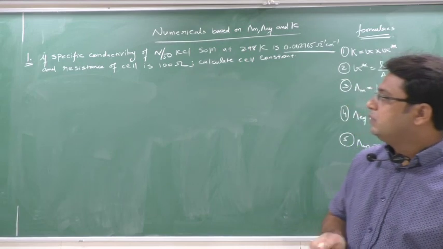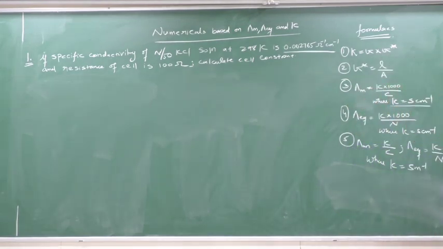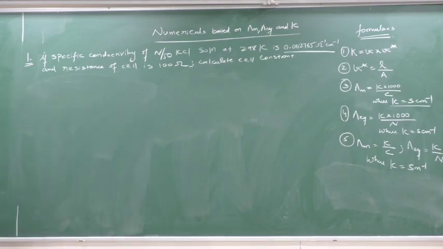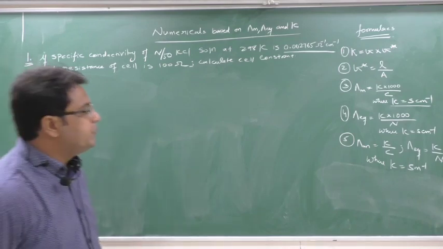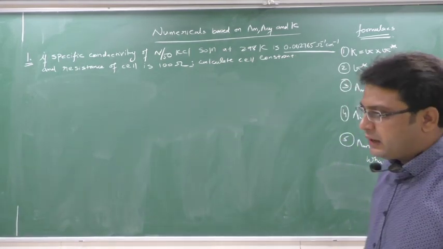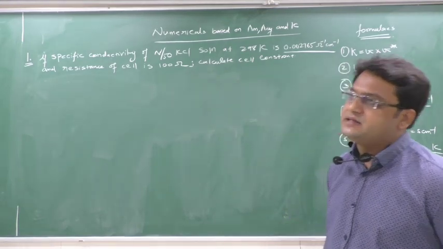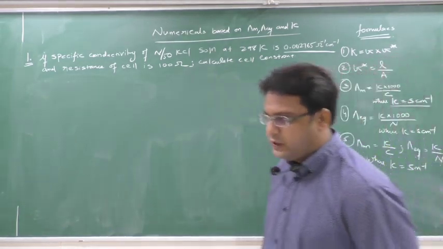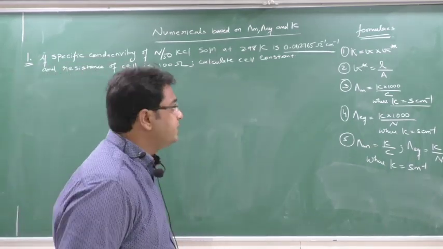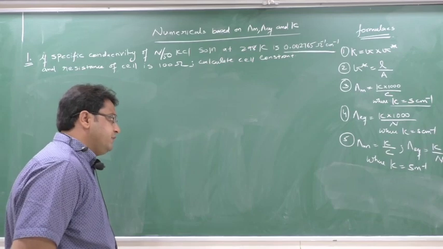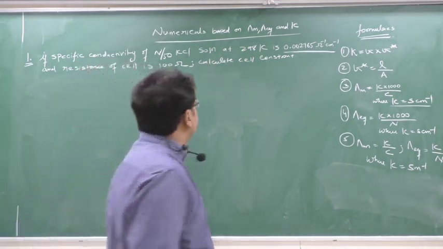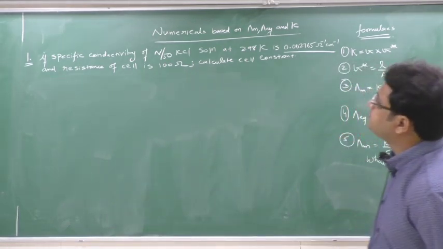Hello, welcome back. Today in this class we are going to discuss numericals based on lambda m, lambda eq and k. Last class I taught you the fuel cell, and before that the dry cell, and before that we discussed the effect of dilution on lambda m and lambda eq, and also the molar conductivity and equivalent conductivity, and we derived certain formulas based on that. Clear? So here we are going to solve numericals based on this.